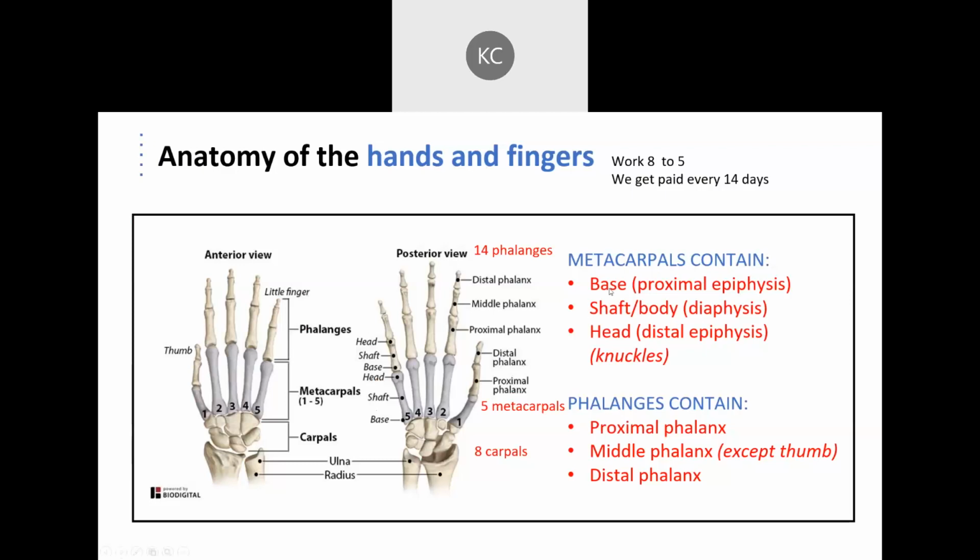All right, and then you have different parts. So you have a base way down here, you have a shaft or the diaphysis, and then you have the head, which is making up that proximal row of knuckles. So when you make a fist, that row of knuckles that you see closest to the back side of your hand, to the dorsal aspect of your hand, that's the head of the metacarpal.